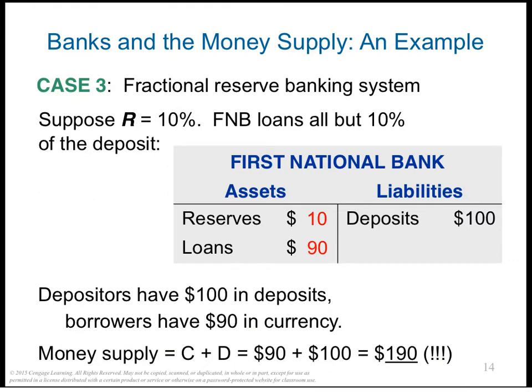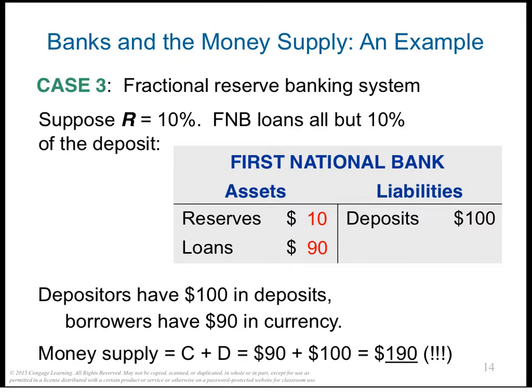Now let's look at case 3.1, which is fractional reserve banking. Eventually, the bankers at First National Bank may start to reconsider their policy of 100% reserve banking. Leaving all the money idle in their vault seems unnecessary because if they loan this money out, they can earn some interest and profit on it.